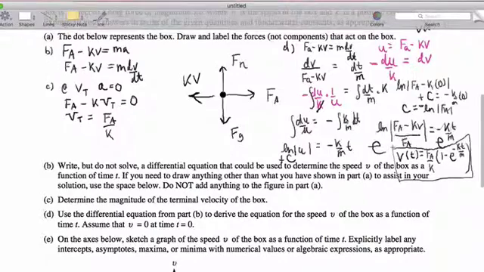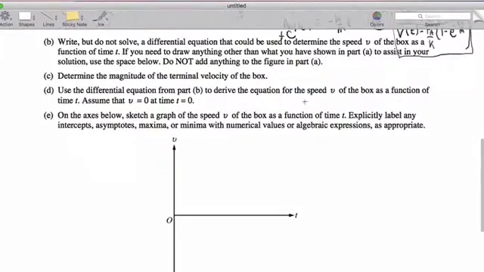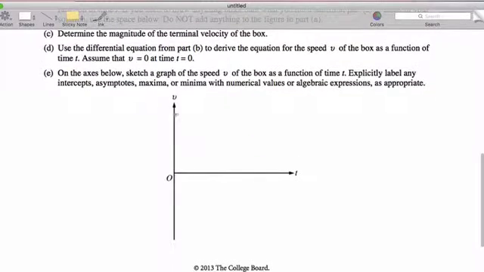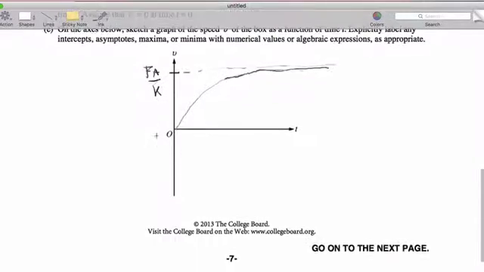That's our answer. All right, now it says on the axes below, graph a sketch of speed as a function of t. So we will reach this asymptote right here. Just to be clear, that asymptote is going to be the terminal speed, Fa over k.